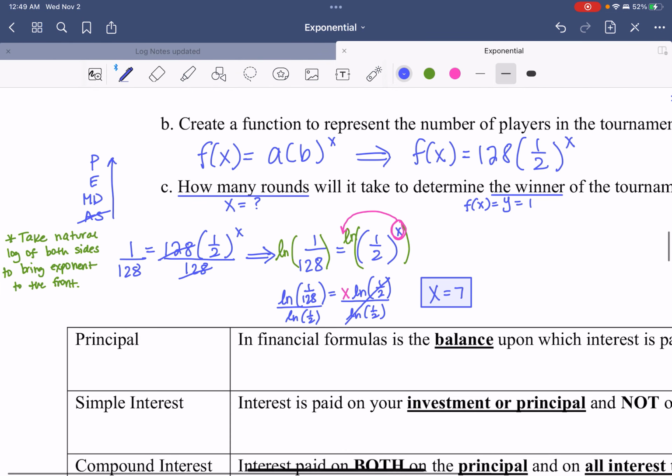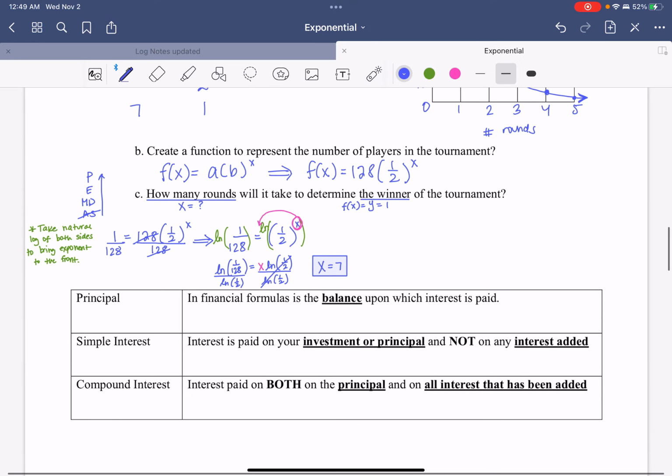So that's why it's important for you to understand how to take the natural log of both sides, especially because we're going to be using it a lot in the next lesson. So just to recap, you use the natural log to bring down any exponents that you need to solve for.